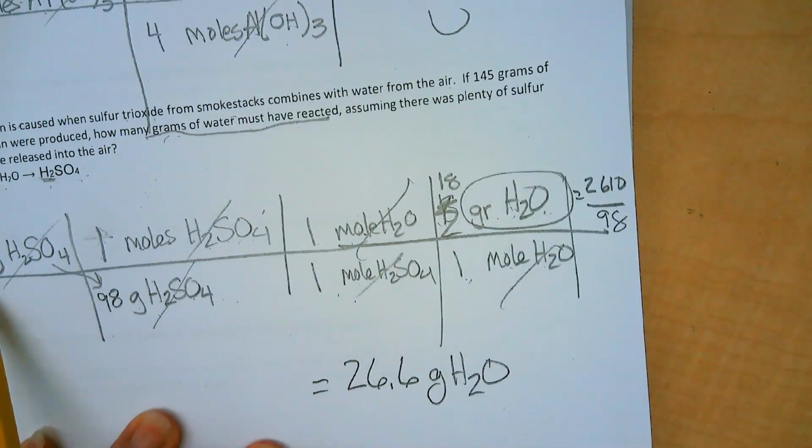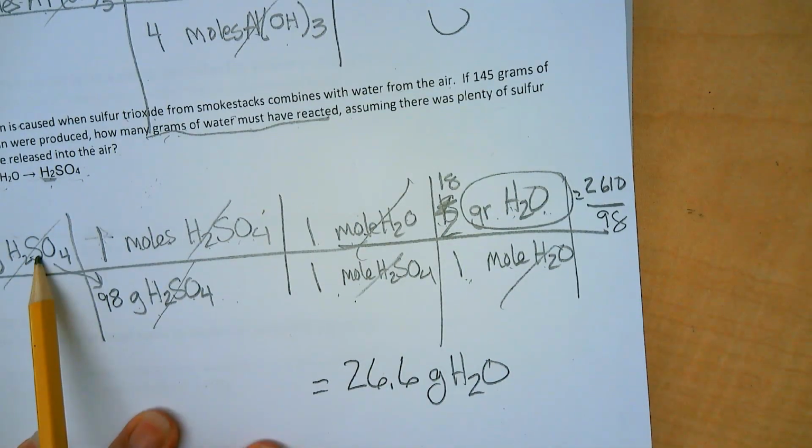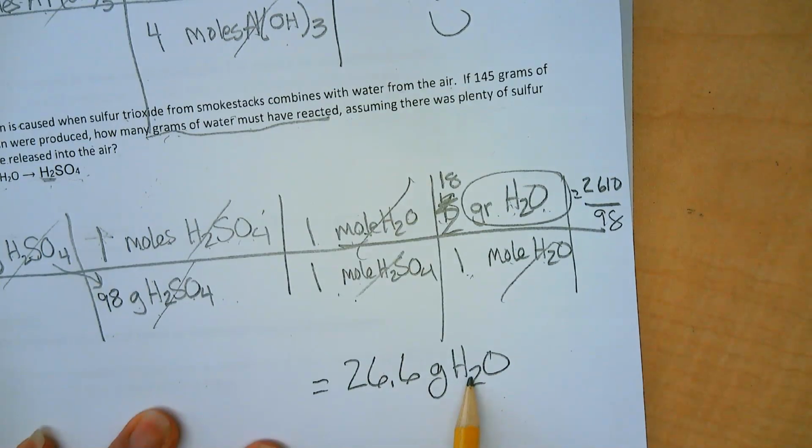So every 145 grams of sulfuric acid produced uses up 26.6 grams of water.